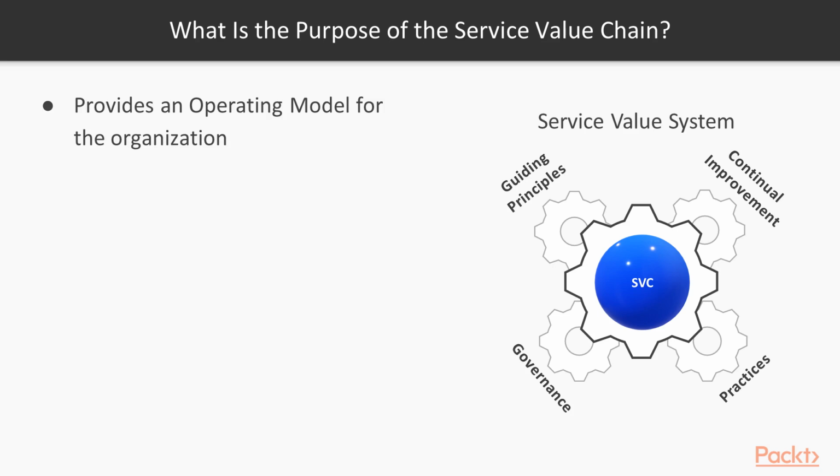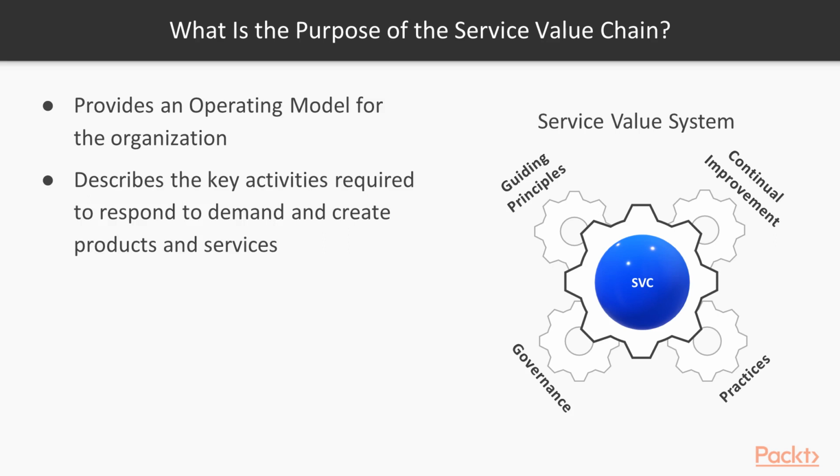Remember the example that I gave you in the previous videos. If you imagine the organization or the value system as a car, as a vehicle, then the value chain would be the actual engine, allowing you to move from one place to another, actually producing value in our case. So it provides an operating model for the organization by describing the key activities required to respond to demand or opportunity and to create products and services, which in turn will deliver value to the consumers. To be more exact, there are 6 activities contained within the service value chain, and we will discuss them in the following slides.